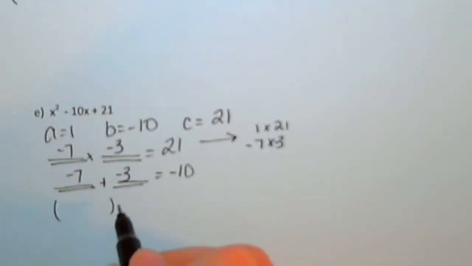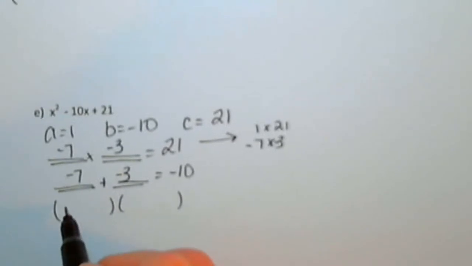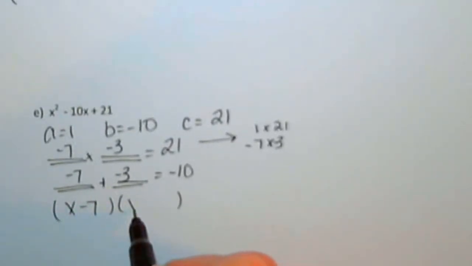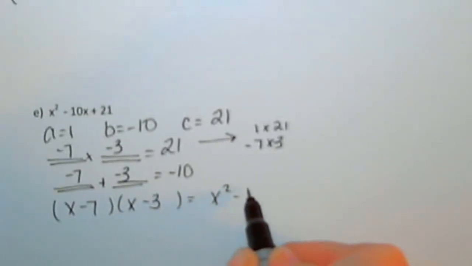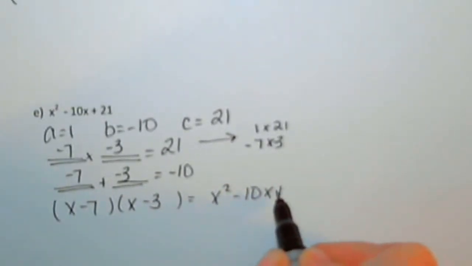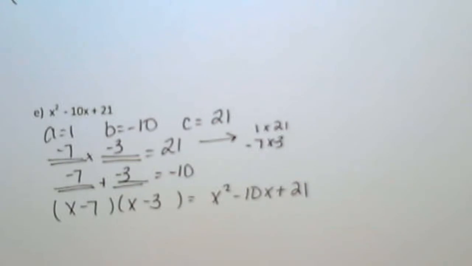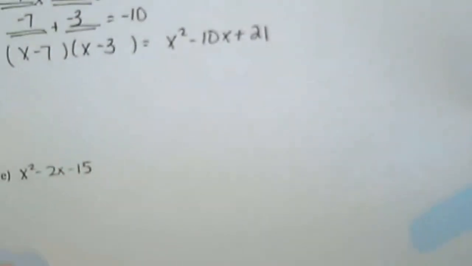And right away then, my two brackets are x minus 7 and x minus 3. And sometimes it's helpful to put at the end that this does equal the original question you were given. Those are the factors.